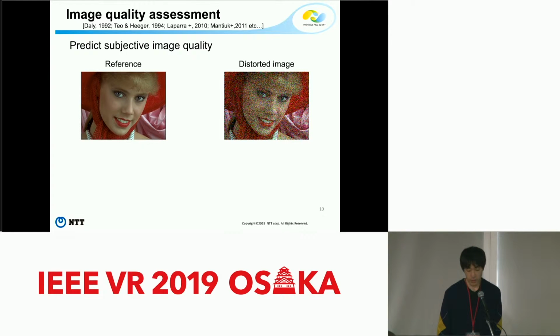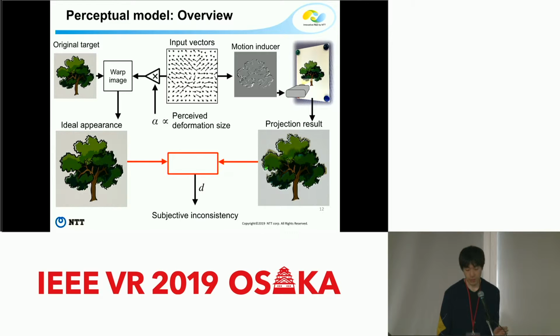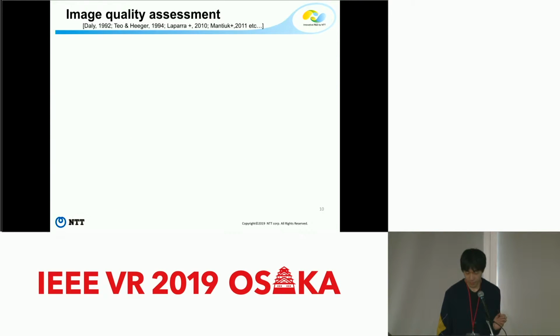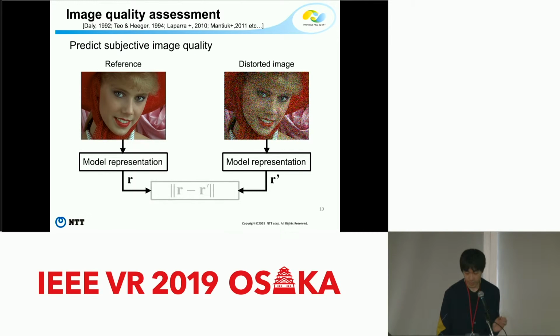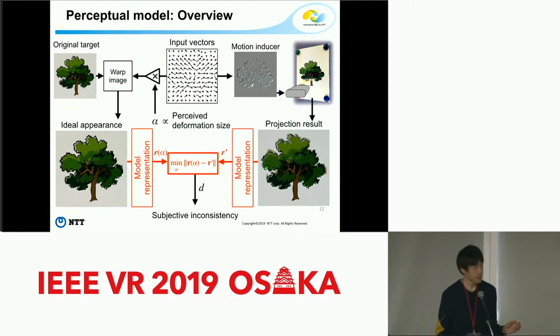In this case, usually input images are both transformed into a model representation, and then distances in this representation are used as an estimate of image degradation. So in our case, we transform the ideal appearance and the projection result into the model representation, and we use the minimum distance in this representation as an estimate of subjective inconsistency.